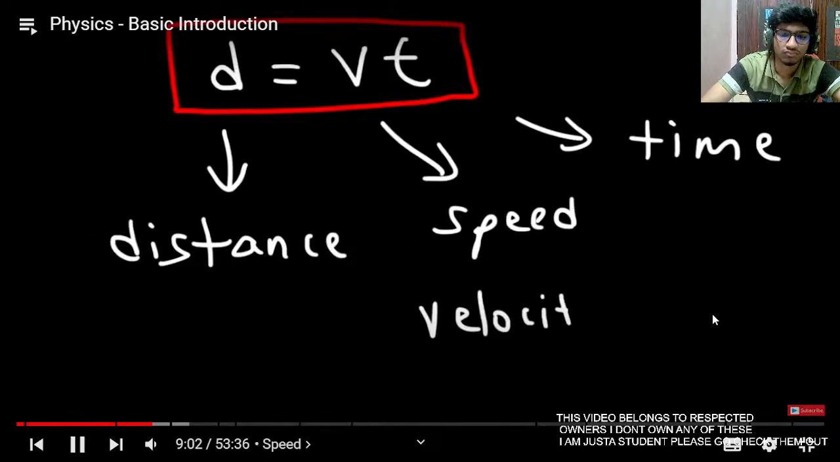So here's a question for you. Let's say you have an object that is moving at a speed of, let's say, it's going to be represented by v.